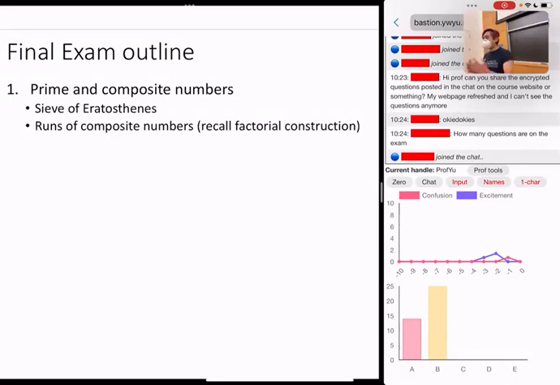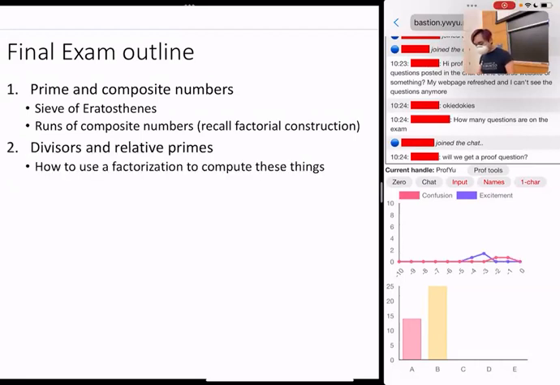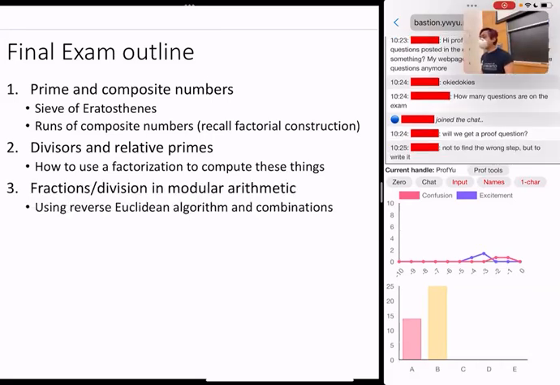For this, you'll want to know things like the sieve of Eratosthenes and how to find runs of composite numbers, so multiple numbers in a row that aren't prime. You'll need to know how to count divisors and relative primes, using the prime factorization to compute those kinds of things. You'll need to know fractions and division in modular arithmetic. And of course, this will require you to use the Euclidean algorithm over and over again.